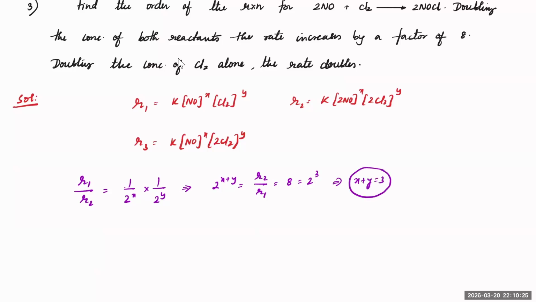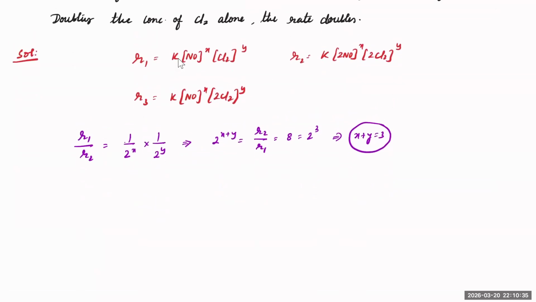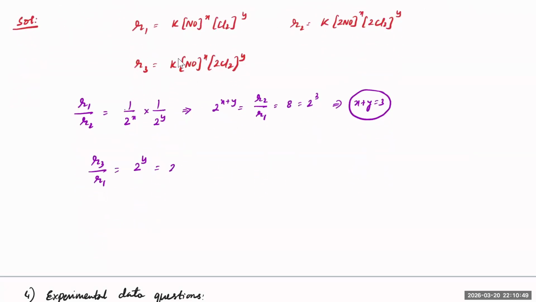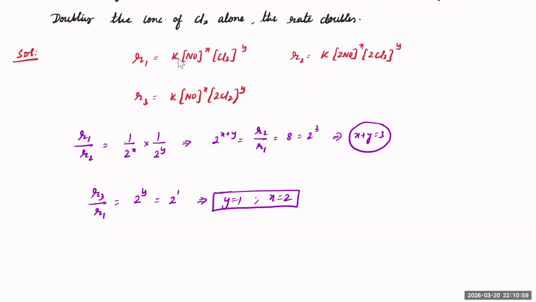So directly we know that from here only. The second step is not honestly required, but if you want to know the order with respect to individual reactants, what we can do is use R3 by R1. In that case, the x term gets completely cancelled, so we'll have only 2 raised to power of y, which is given as the rate doubling, so 2 raised to power of 1. That implies y is equal to 1 and x is equal to 2. So those are the orders with respect to the reactants.